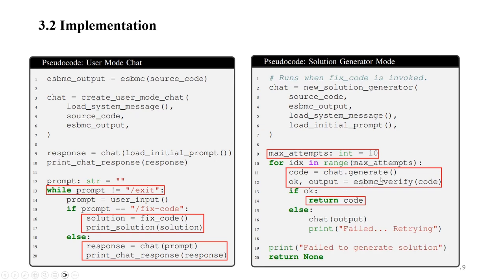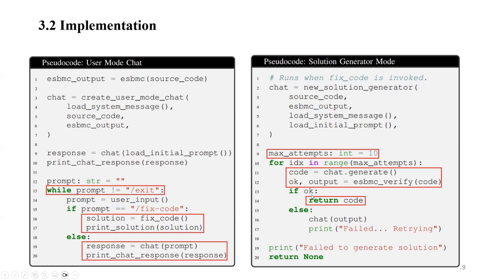So after generating the corrected version of our vulnerable code, the ESBMC verification module will verify the code generated by the LLM. Here, ESBMC will expect two parts of output. First is the status of the verification, whether it is okay or not. The second one is the actual code or the actual output.